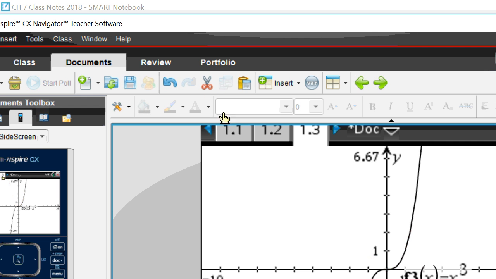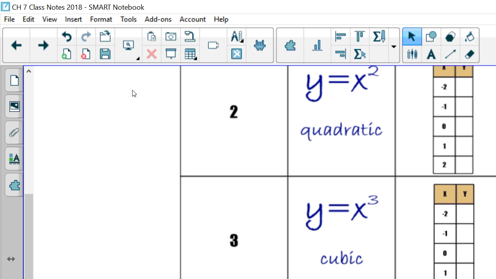So this graph should look something like this. You should have the ordered pairs -2, -8, -1, -1, 0, 0, 1, 1, and 2, 8. So you get kind of this S-shaped curve through here. That would be what all cubic functions look like.